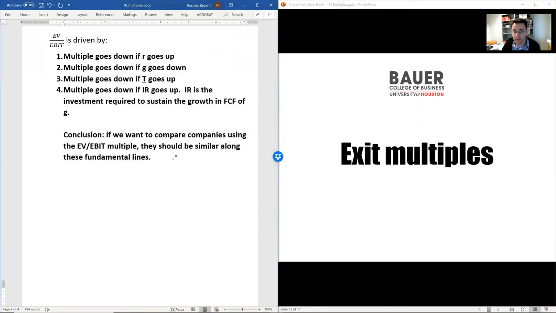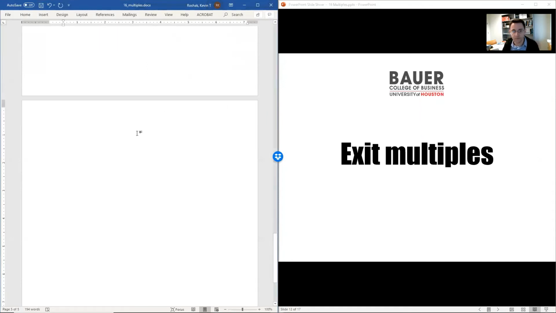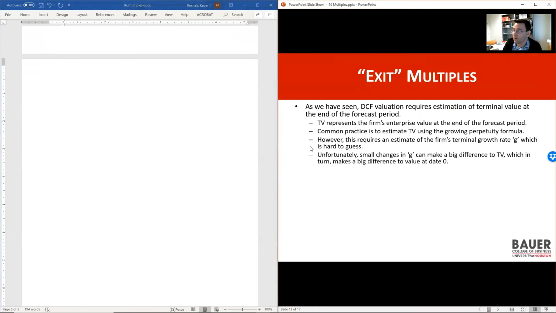The last topic on multiples is exit multiples. The idea here is with terminal values. When we did a DCF valuation in the past, recall what the terminal value was. We had something like this. If we have a terminal value at time 10, how did we calculate that? We're forecasting all of our free cash flows, but we can't forecast cash flows forever. So we forecast 10 years worth of free cash flows, and then we use a terminal value to pick up everything after time 10. Okay, so recall.